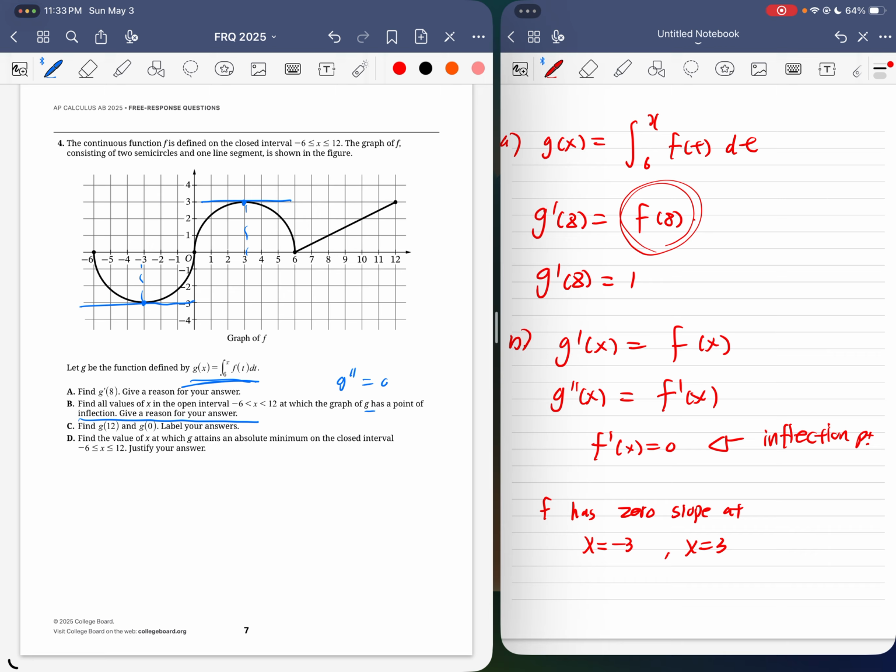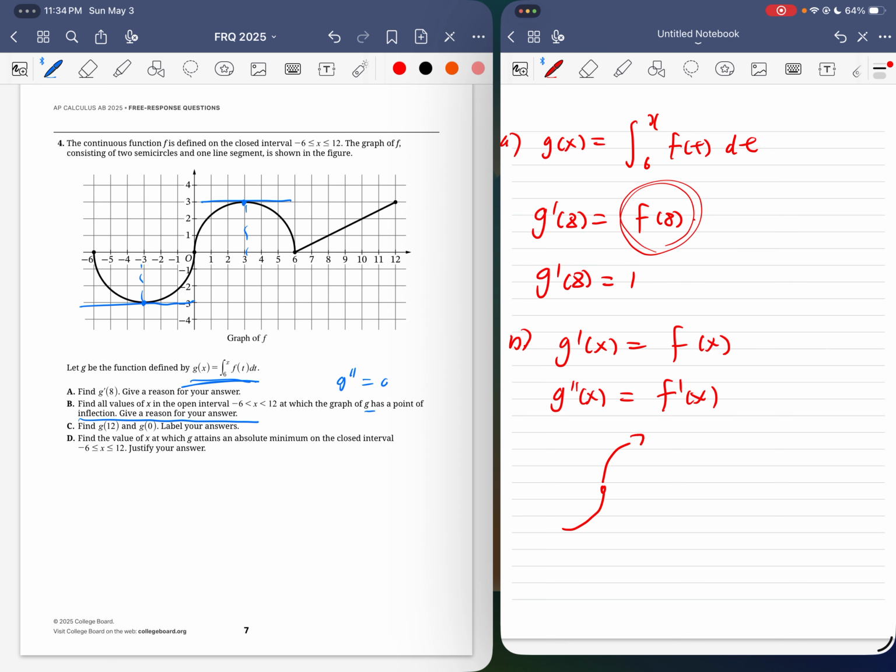Wait a second. Oh, never mind. It's not inflection point. Inflection point happens when f prime... Never mind. Wait, I made a mistake. It's not the inflection. Oh, my mistake. Inflection point happens when the graph changes like this. So when this double prime changes, when f switches from positive slope to negative slope, that's when you do it.